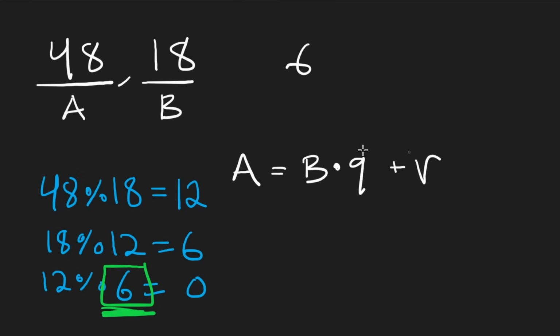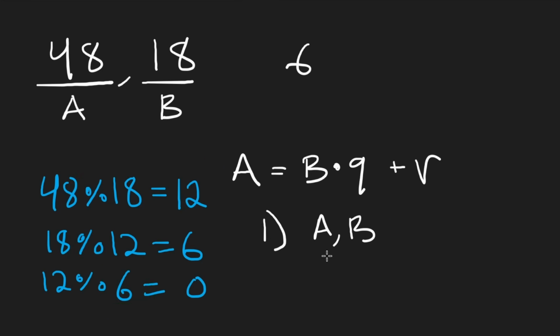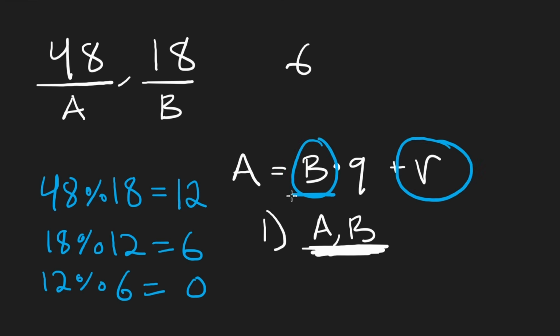But why does it work? Well, it kind of goes back to this formula and a couple key points. The first point is that any number that is a divisor of A and B is also going to be a divisor of B and R. Let's think about the extreme case where B is the divisor of A. Well, in that case, R would be 0, and technically any number is a divisor of 0.